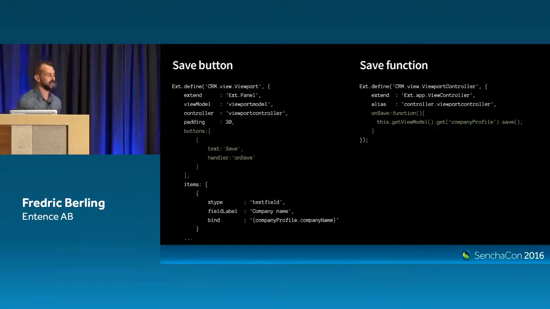Okay, saving simple data. We're starting to save data. Now we just add a button on the actual view in the buttons config. Save. It's got a handler on save. That function is going to be mapped over to the onSave function in the view controller by default. In that function, we're taking hold of the view model, getting the company profile data model by the word of it, and calling .save. So it's going to save the data model using its own proxy.